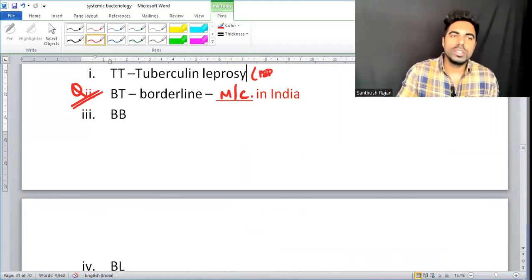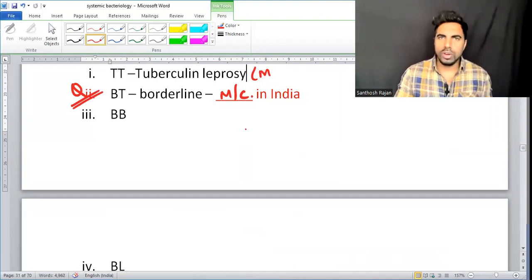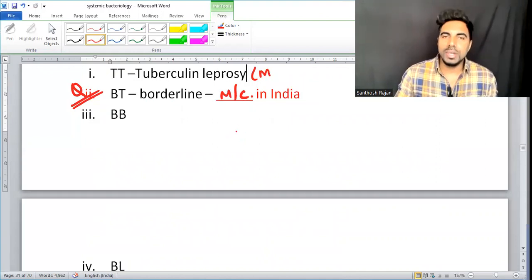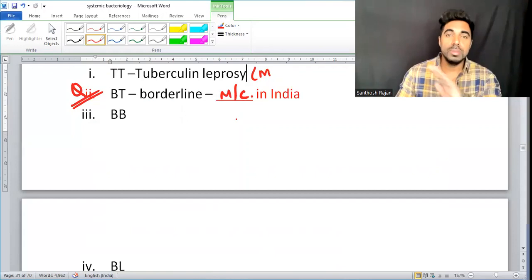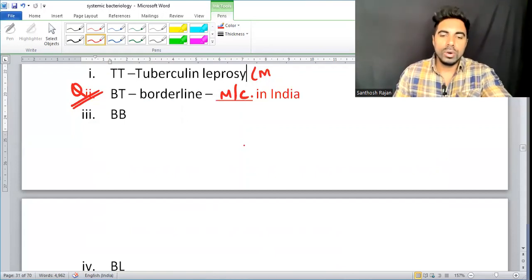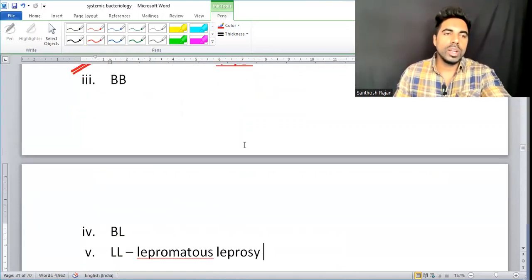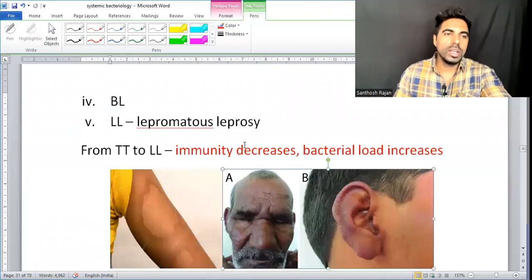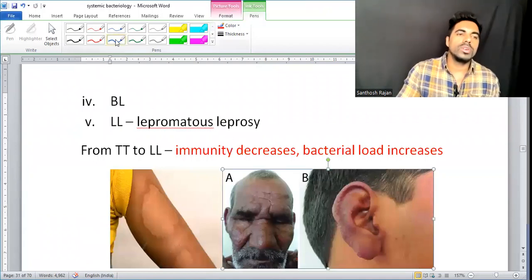So tuberculoid leprosy is overall common worldwide. But in India, BT. BT is the most common one in India. Don't forget, BT in India. BB, BL, these are borderline leprosy, and then lepromatous leprosy. And the most severe one is, of course, your lepromatous leprosy, the LL one.